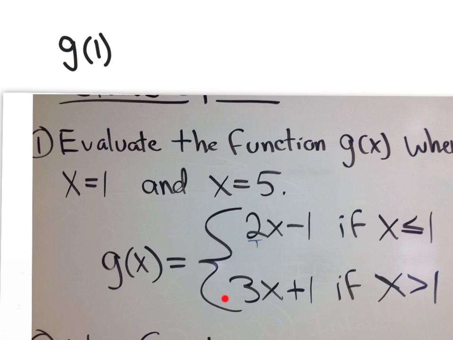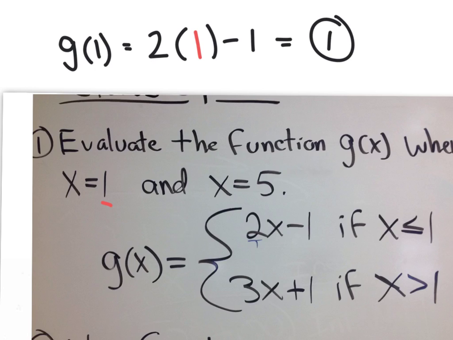You cannot plug in 1 into this one because it says that your x has to be greater than 1, and 1 is not greater than 1. So we're really plugging it into the top one, and that's going to be g of 1 equals 2x, but I'm putting parentheses there, minus 1. And of course, we're plugging in the value of 1 in there, so there's the 1. And that's really 2 times 1, which is 2. Take away 1, which is 1. So the answer to g of 1 is just 1. Cool? All right.